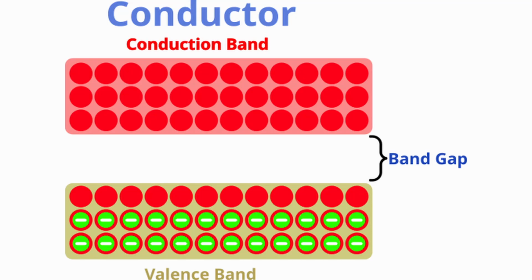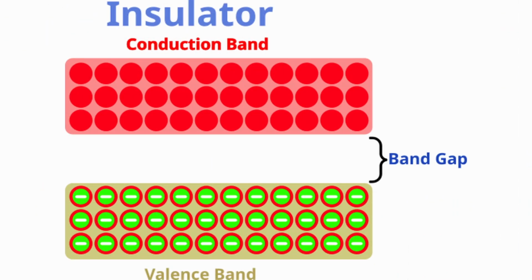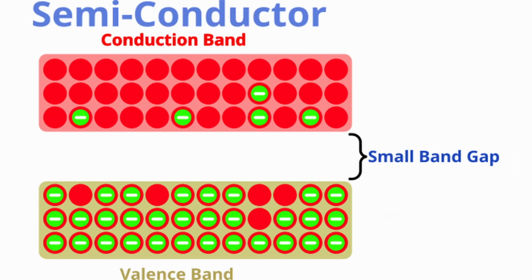Conductors, like copper wire, have a valence band that is not completely filled with electrons. So when an electric field is applied, the electrons can move freely through the solid. Insulators, like rubber, have a valence band that is full, and the band gap is too large to allow the electrons to jump to the conduction band, so the electrons do not move. Semiconductors, on the other hand, have a small band gap, so electrons can jump between the valence band and the conduction band more easily.